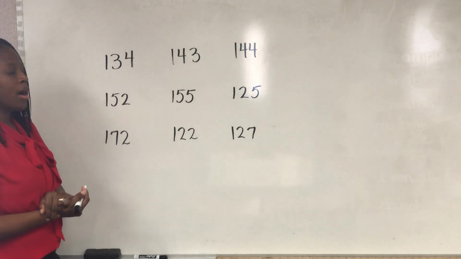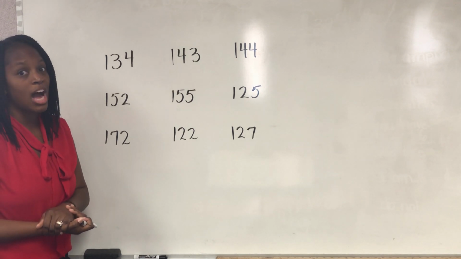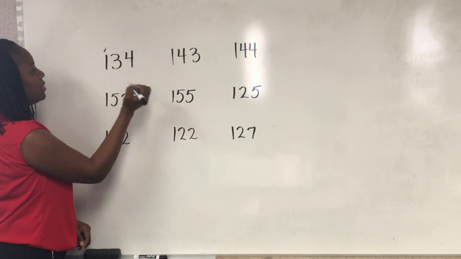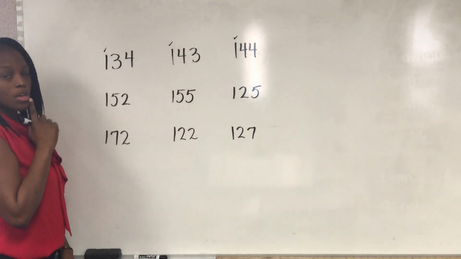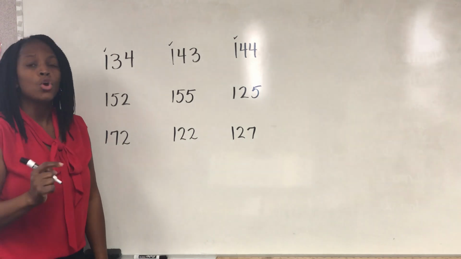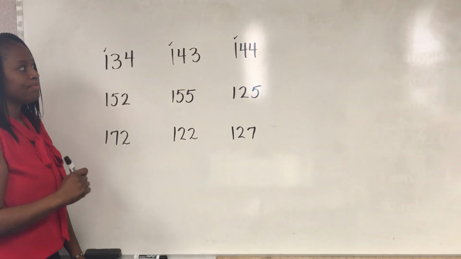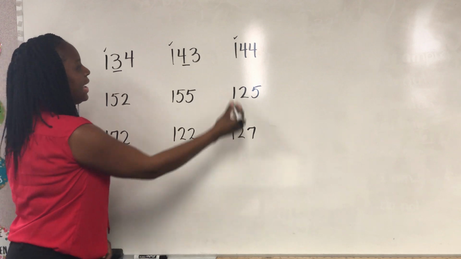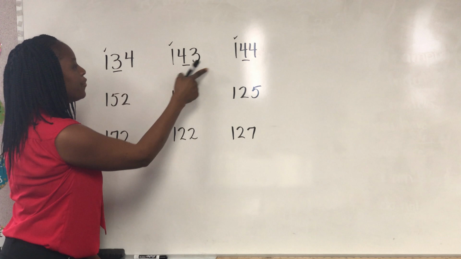Let's take a look at our number. We're going to compare place value to place value. We're going to start in the hundreds place. Here, we have a 1 here, a 1 in the hundreds place here, and a 1 in a hundreds place. So now, since all 3 numbers have a 1 in the hundreds place, we need to move on to the next place value, which is the tens place. We have a 3 here, a 4 here, and a 4 here. Now, which one is greater, 3 or 4?